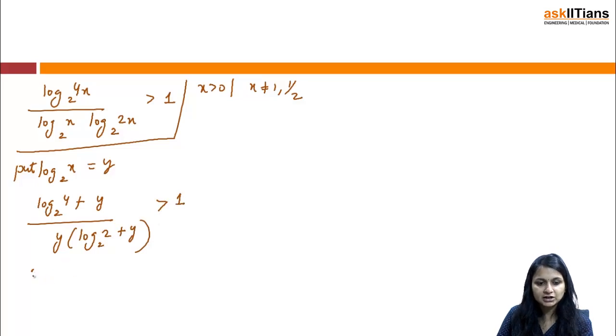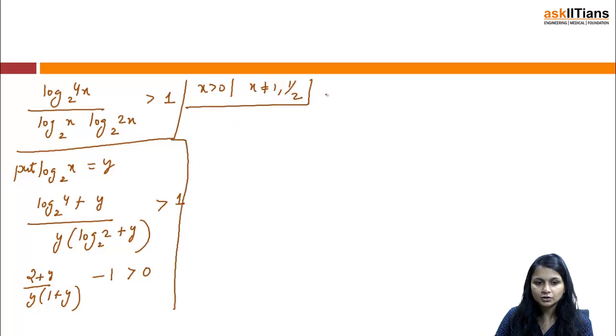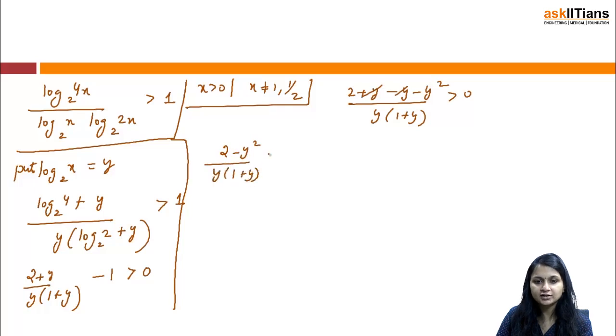So this finally gives me (2 plus y) upon y into (1 plus y), and putting 1 on the left-hand side, minus 1 greater than 0. I can take the LCM, so this becomes (2 plus y minus y square) upon y into (1 plus y) greater than 0. Here the y gets cancelled in the numerator, so I can say that this is (2 minus y square) upon y into (1 plus y) greater than 0. I just have to remember that y is log x to the base 2.